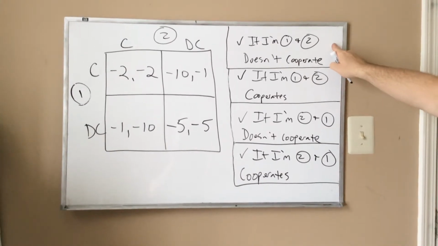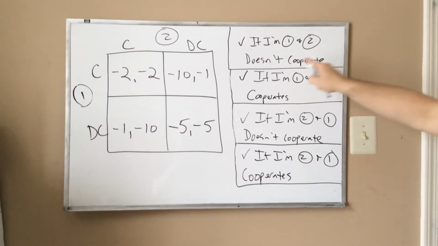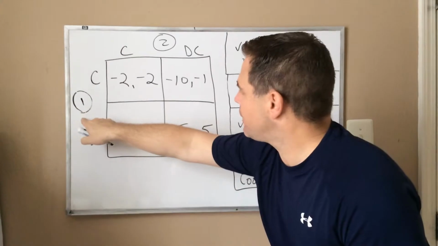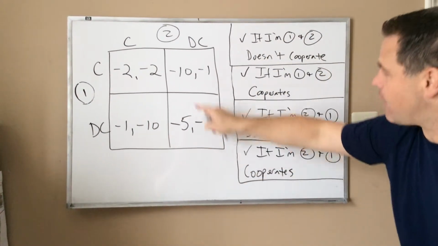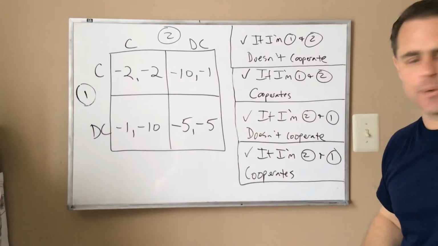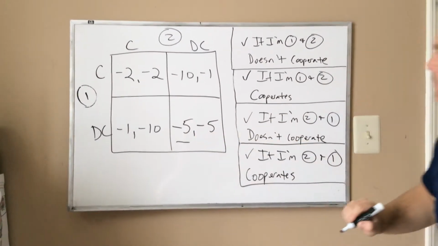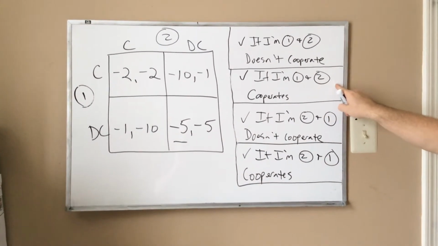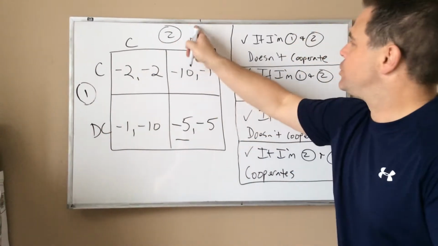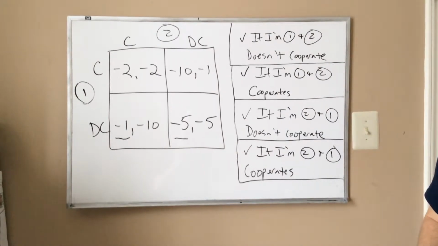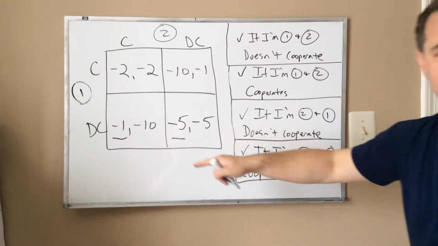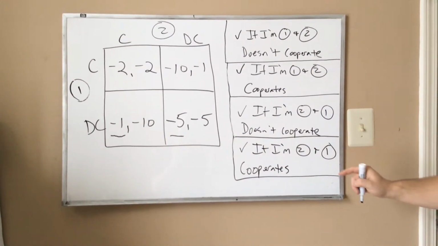Number one, we say if I'm player 1 and player 2 doesn't cooperate, I look down the column: 10 years in prison versus 5 years in prison. 5 years in prison is clearly better. Second question, if I'm player 1 and player 2 cooperates, look down. 1 year in prison is better than 2 years in prison. And you're going to want to be underlining these things as you get the solution to each question.